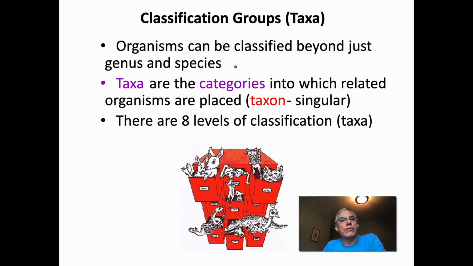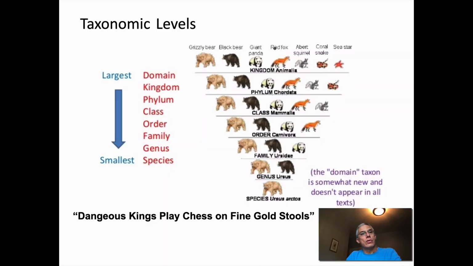So when you think about classification, again, there's primarily 8 different levels of classification when you talk about classifying living organisms, and we call those groups taxa. So again, they can be classified beyond just genus and species. Taxa are the categories into which related organisms are placed, and if you have to use it in its singular sense, the word that you would use would be taxon, depending on the context of how you're discussing that word. So these are considered taxonomic levels on this screen.